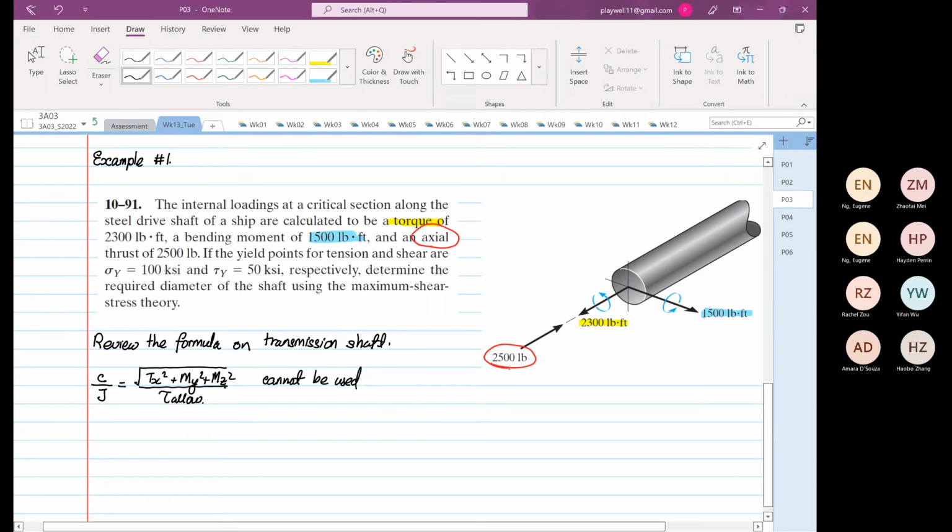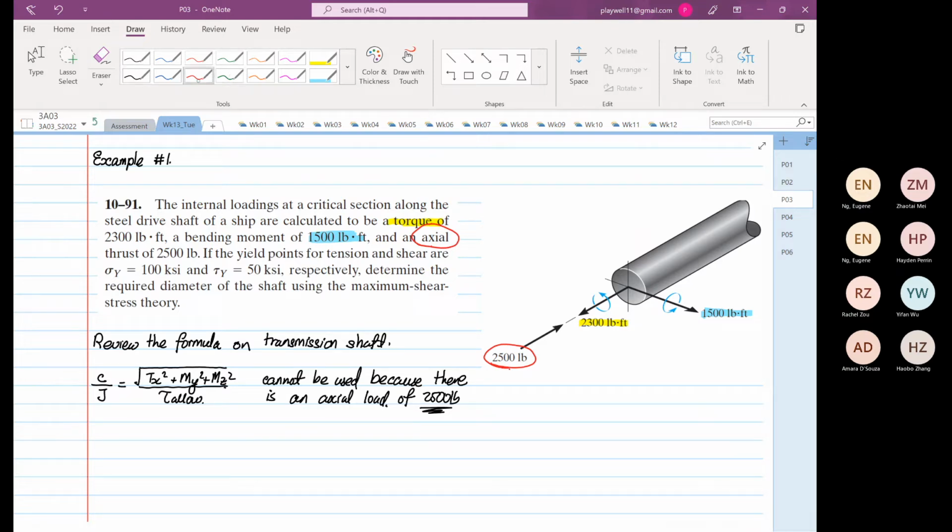Because there is an axial load of 2,500 pounds, we cannot use this formula. This formula over here is invalid, so you have to be careful.